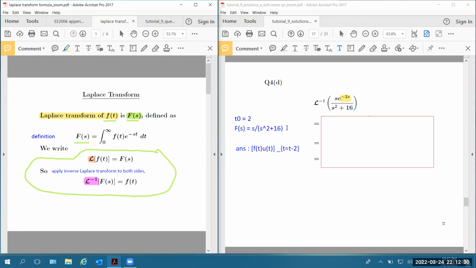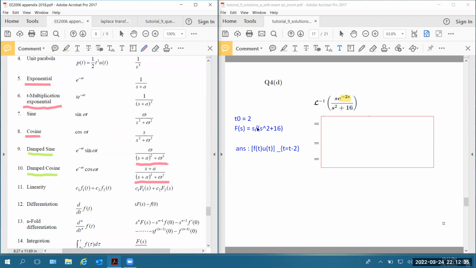This one looks familiar. Yeah, so if you go and look at our table, do you have s over s squared plus 16? It looks like this one, right? 16 means 4 squared. So what is it? It's cosine 4t u(t). All right, so we actually know this already. This is cosine 4t u(t).